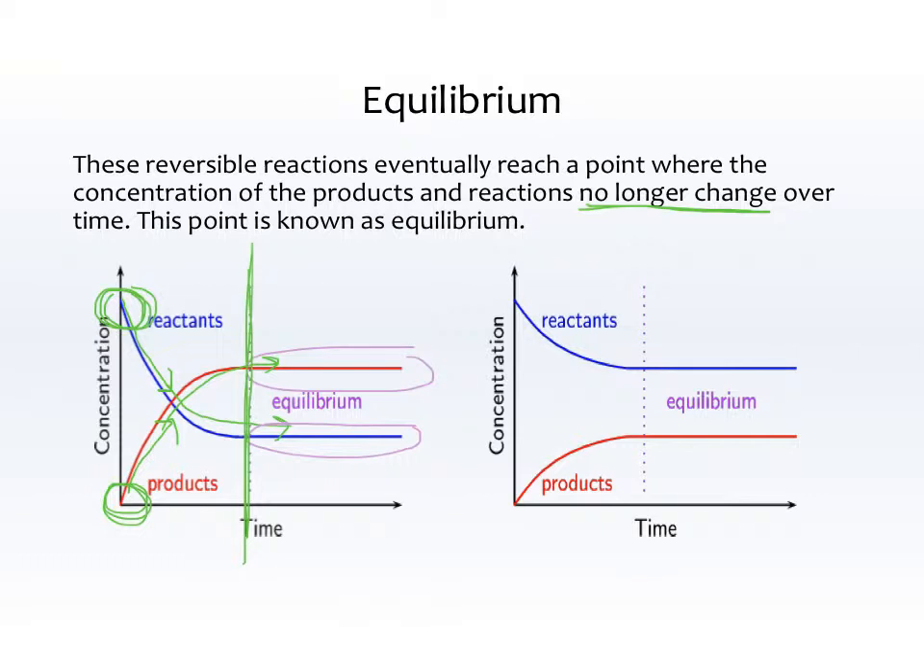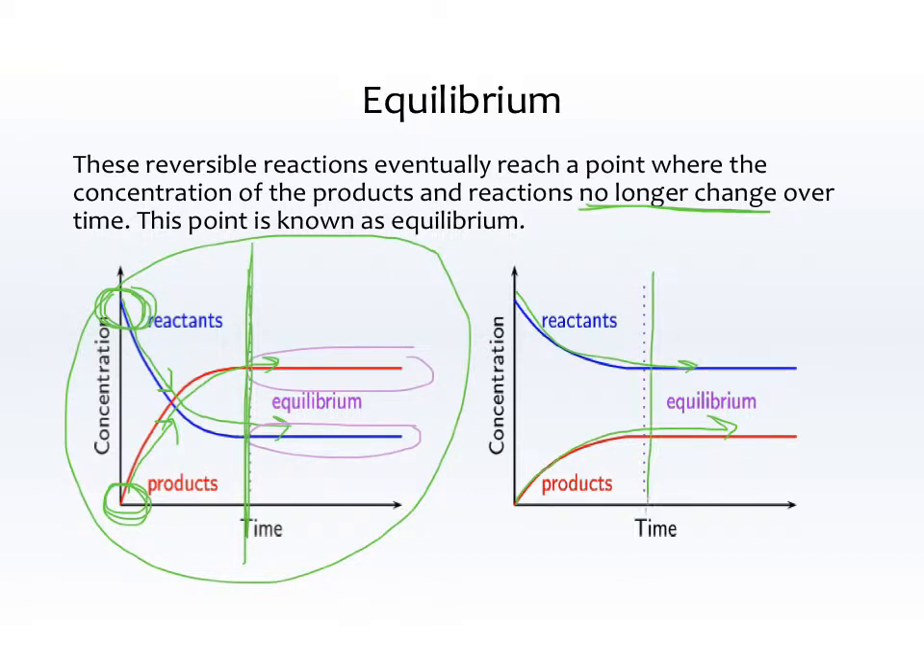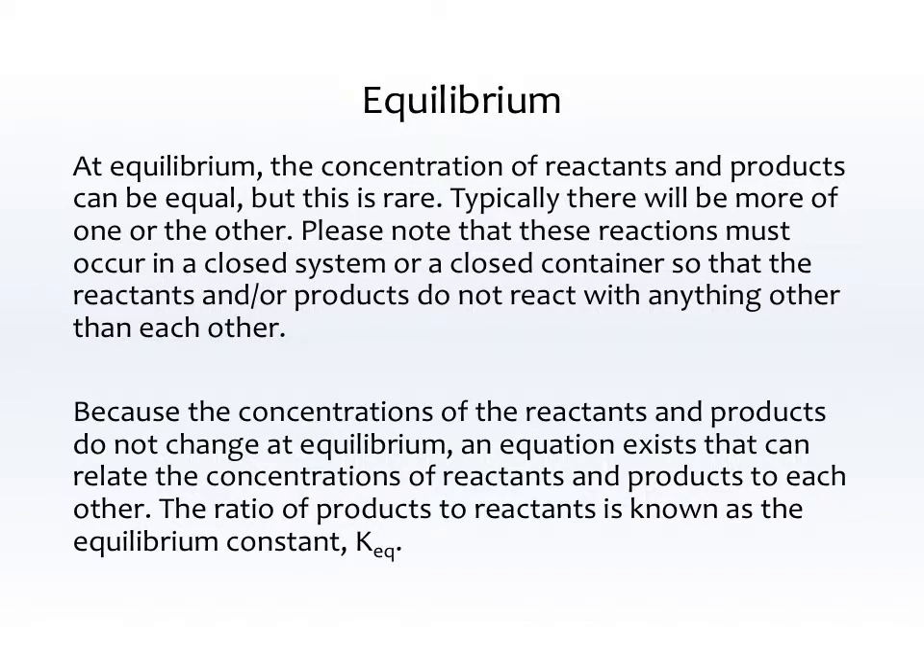Now, in this first graph that we were just looking at, the products at the end of the reaction, or at equilibrium, had a greater concentration than the reactants. It's also possible that the products are produced over time, the reactants are used up over time, and at equilibrium, there's a greater number of reactants than there are products. Both of these are equally valid ways to see a reaction proceed. At equilibrium, the concentration of reactants and products can even be equal, but this is rare. Typically, there'll be more of one or the other.